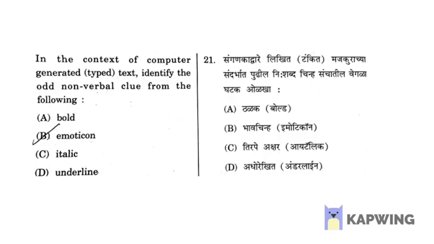Moving to the next question. Now this is quite a simple question. I thought of eliminating it, but because some of you have asked about it, I have included it. In the context of computer generated typed text, identify the odd non-verbal clue from the following. As everybody could have written, it is emoticon. Bold, italic, underline, you know, are used in Word. If you have used Microsoft Word, emoticon is a different thing.